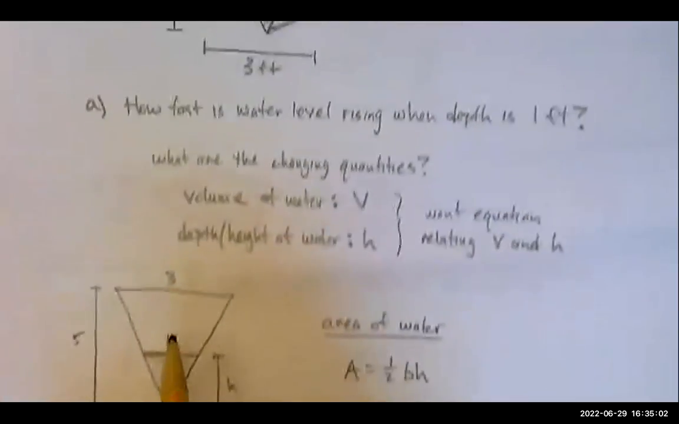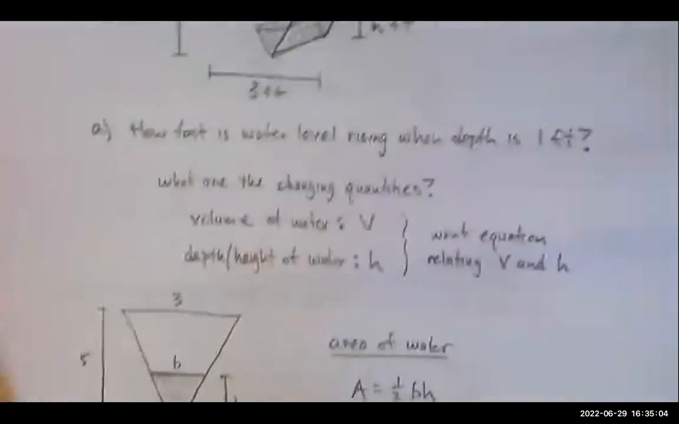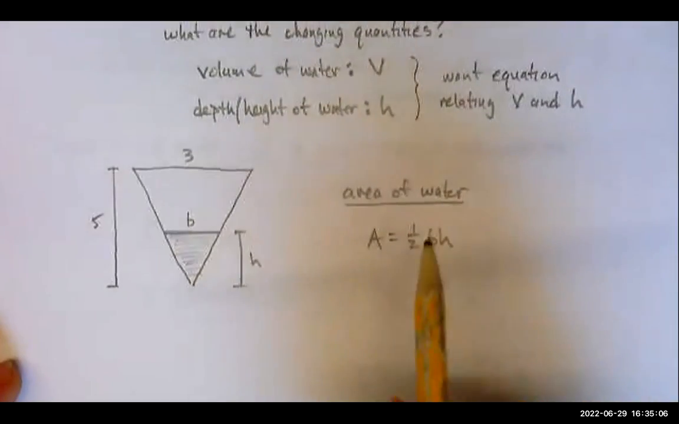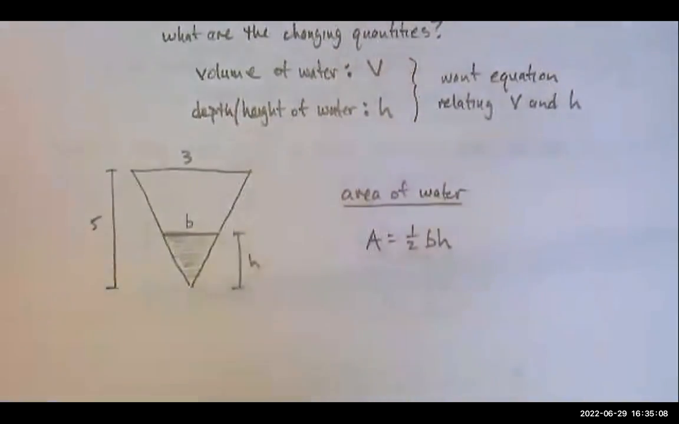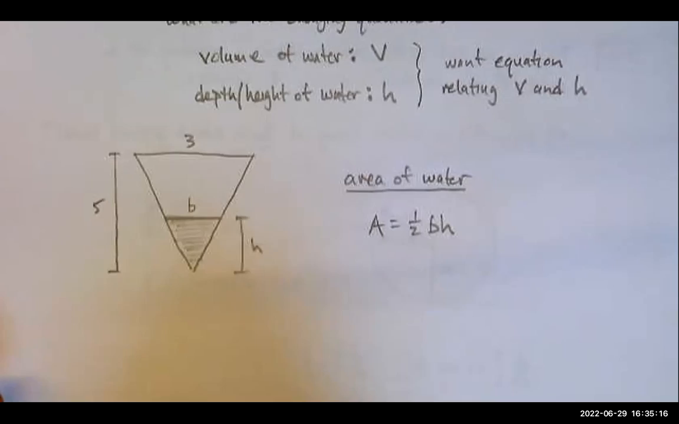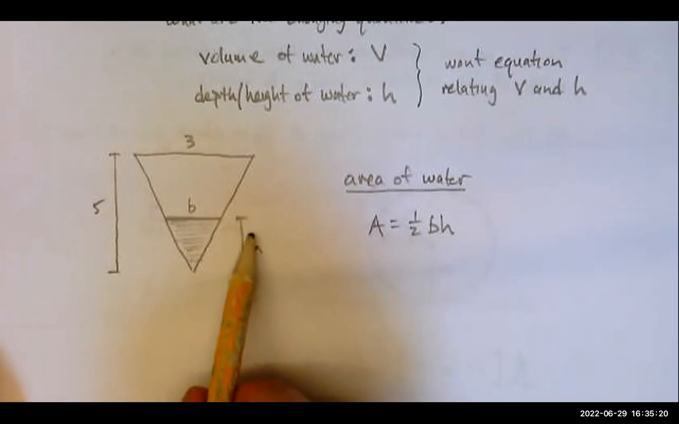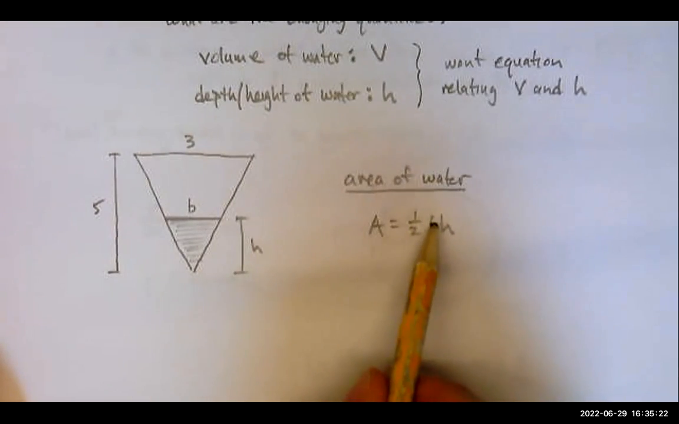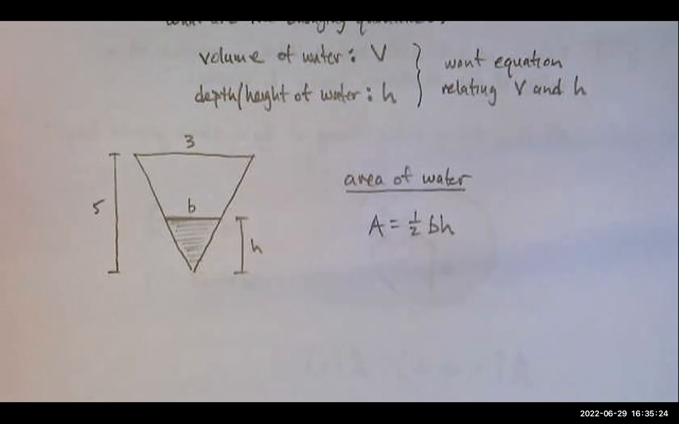Once we have the area, we can multiply it by 12. That will tell us the volume. But we don't want 2 variables involved in that volume equation. We just need V and H. So looking back at our drawing again, can we figure out what B is in terms of H so that we can plug in here and get our area only in terms of H?